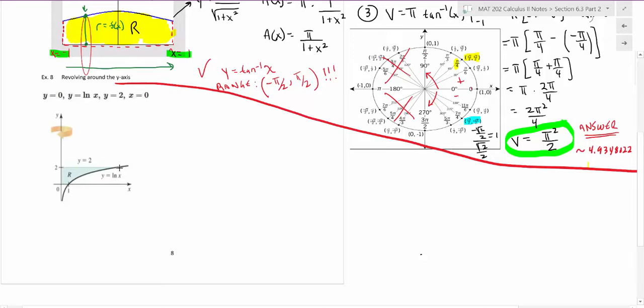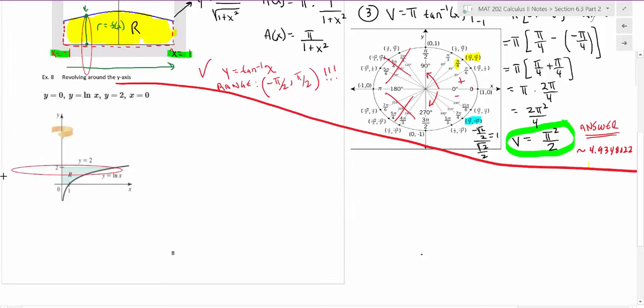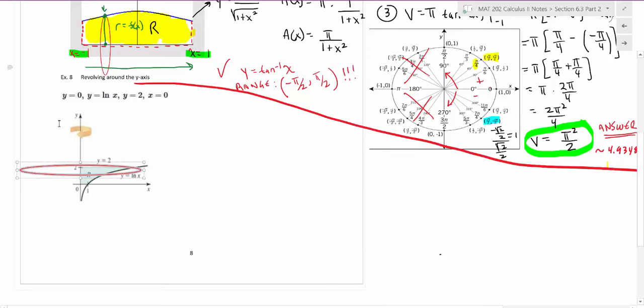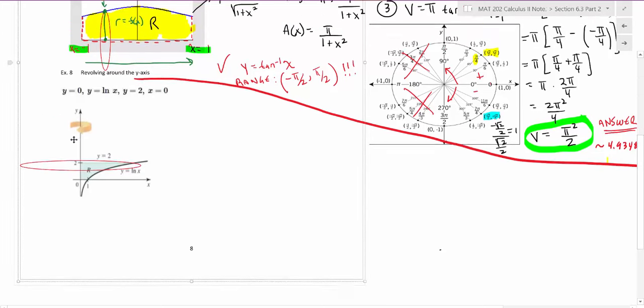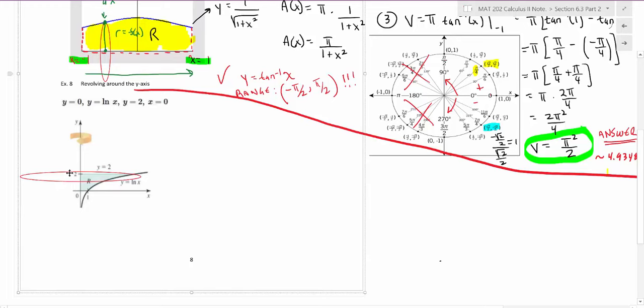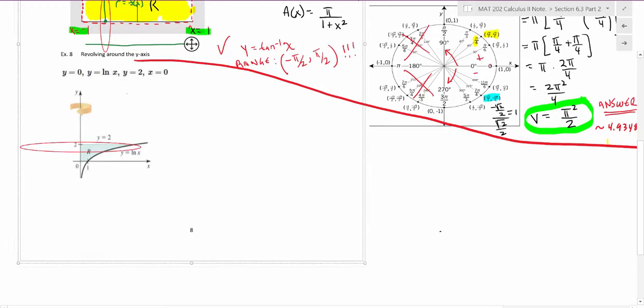I'm going to try to draw a circle to help you get a nice idea of how that goes. If I look at my disk, the thickness of this disk this time is going to be dy. And then the radius is going from the y-axis over to some point on the curve. I didn't draw my circle real well, but that radius is going to be the distance between these two values, and it's a difference between x values.